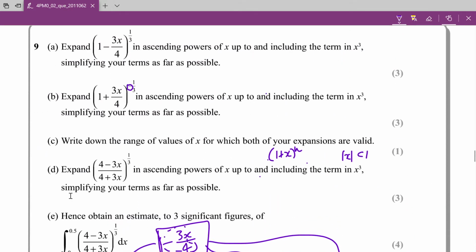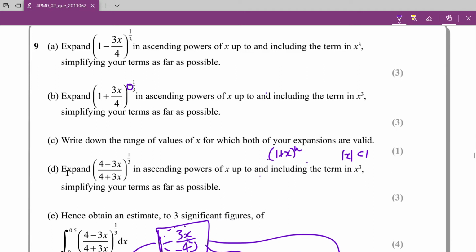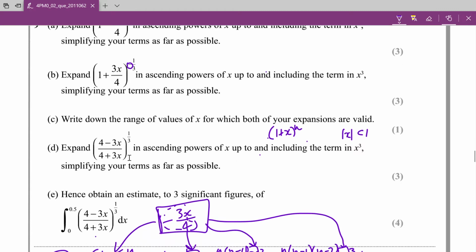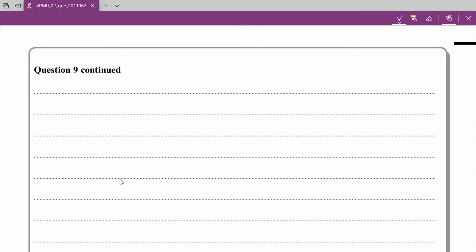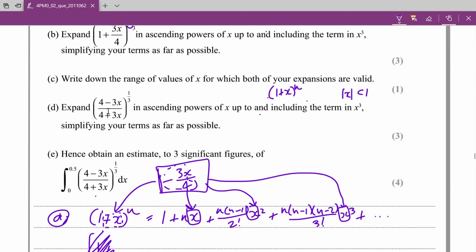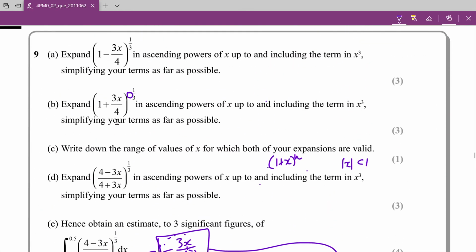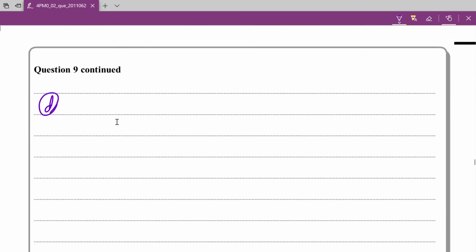Finally, or not finally, in fact, there's one more question: expand ((4 minus 3x) over (4 plus 3x)) to the power of 1/3 in ascending powers of x up to and including the term in x cubed, simplifying your terms as far as possible. Now this is going to have to use the observations that I made earlier in the question, which was that it very much seems like we're just going to have to multiply these two expressions together. So let's confirm this by manipulating them a bit.